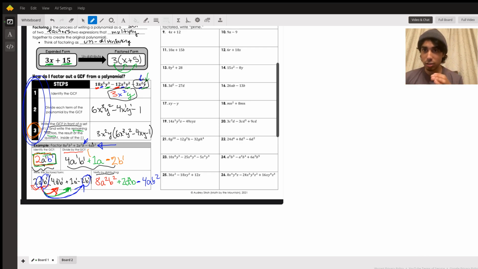All right, and remember, the division is piece by piece. The numbers divide by the numbers. The letters divide by the corresponding letter. And then when you divide them, you just subtract the exponents.